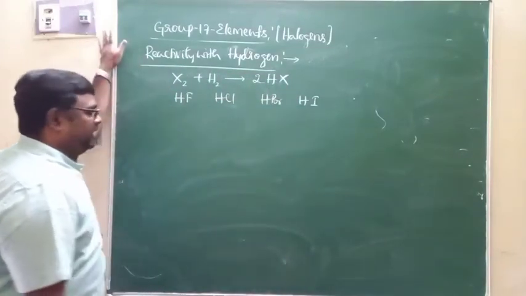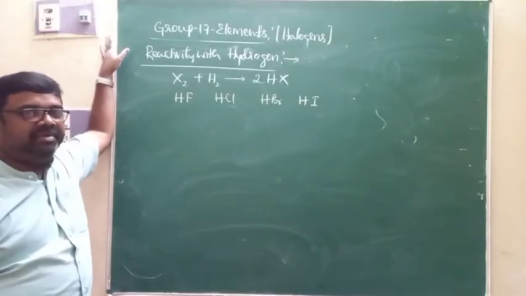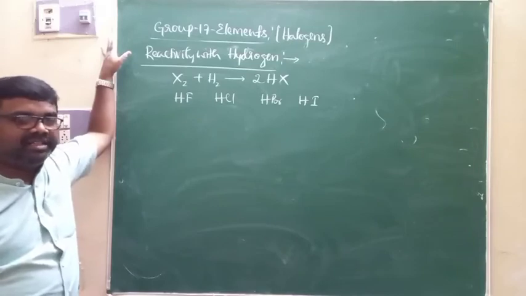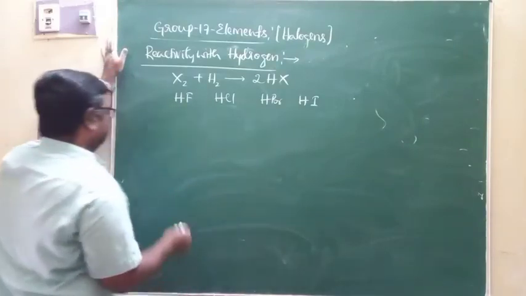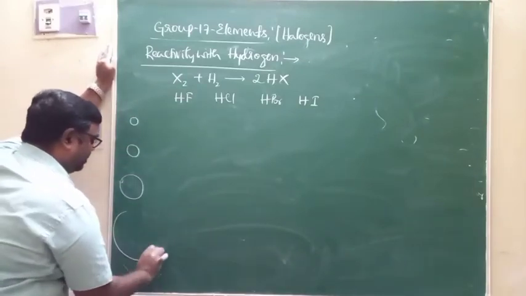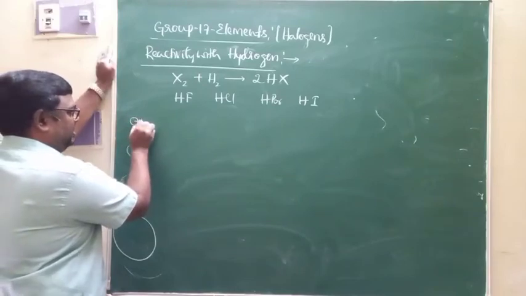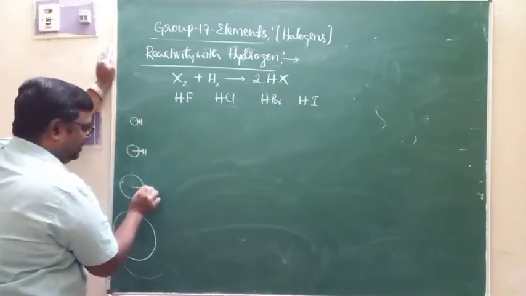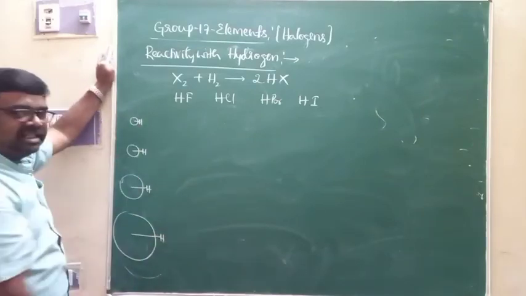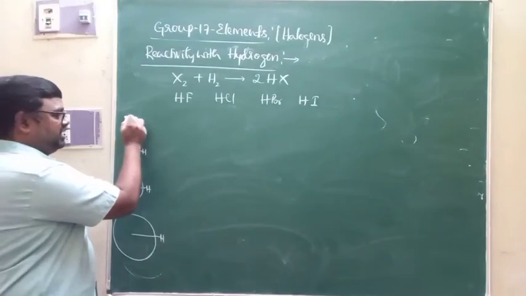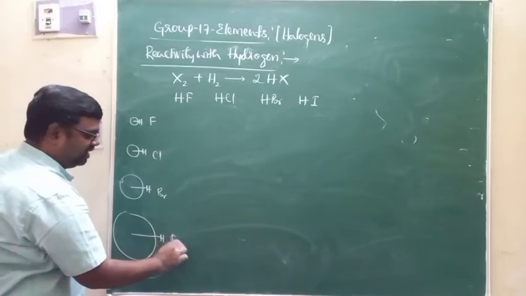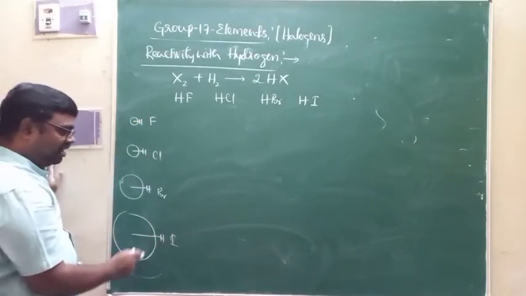Once again you are supposed to compare the bond enthalpy, bond length, thermal stability, acidic property and reducing property of the hydrides, or you can say hydrogen halides. On moving down the group, atomic size increases. Just imagine you connect hydrogen to each atom there. As the atomic size increases, bond length increases. I have said all this: fluorine, chlorine, bromine, iodine, atomic size increases, bond length increases.